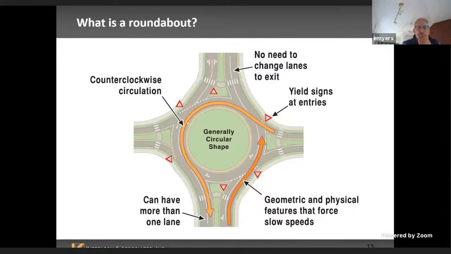So some of the other features, as I mentioned before: counterclockwise direction, generally circular shape, but I showed you examples where it doesn't have to be fully circular. Sometimes you'll get elliptical shaped circles, or sometimes oblong, as we showed. You can have more than one entry and exit lane, but particularly on the entrance, you can have physical features that force you to slow speeds. Always have yield signs. On the top there, you see no need to change lanes on the exits.